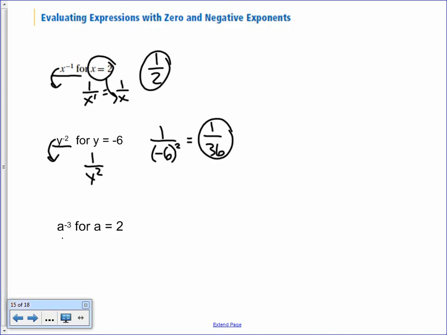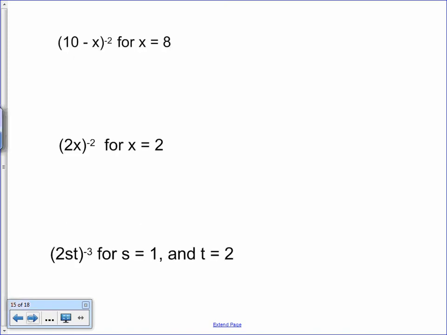And the last one here, a to the negative third. That's going to become 1 over a to the third. Now plugging in 2, I'm going to have 1 over 2 to the third power, which will give me 1 over 8. So 2 to the third power, 2 times 2 times 2 will give me an 8.